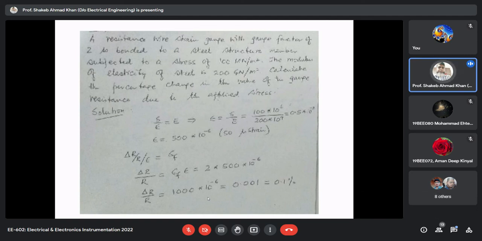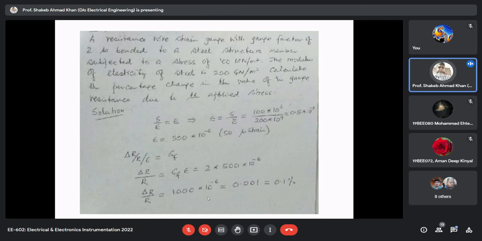It is 50 microstrain. Now, gauge factor is a known specification, an important specification of the strain gauge. So the question is like this: if you have a strain gauge with a gauge factor of 2, and you subject it to a strain of 50 microstrain, how much will be the output or the response in terms of the fractional change in resistance?